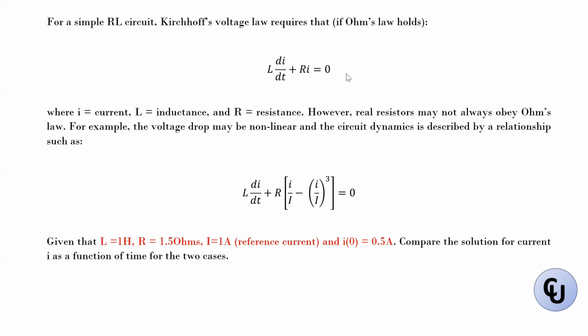When Ohm's law holds, the dynamics is described by this differential equation. And when Ohm's law does not hold, then it's described by this differential equation. In the second case, where real resistors are used that may not obey Ohm's law, there's a reference current that is used here. So this I is a reference current in the equation.